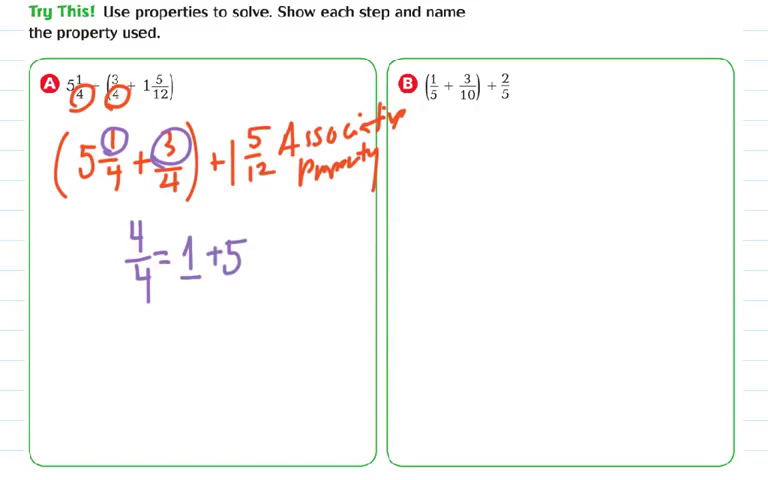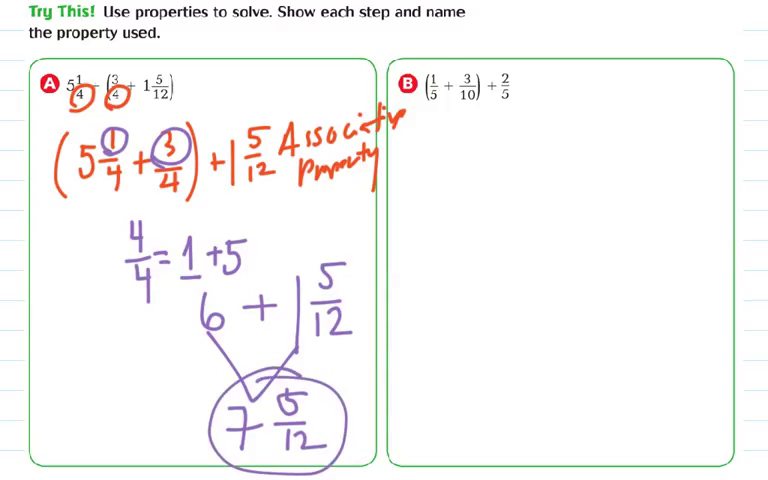So we have 1 whole plus 5, which would give us 6. And then we have the 6, and we need to add the 1 and 5/12 left over. So what we're going to do is simply add 6 plus 1 is 7, and 5/12 left over. So 7 and 5/12 is our answer. Next, boys and girls, we have our next fraction.